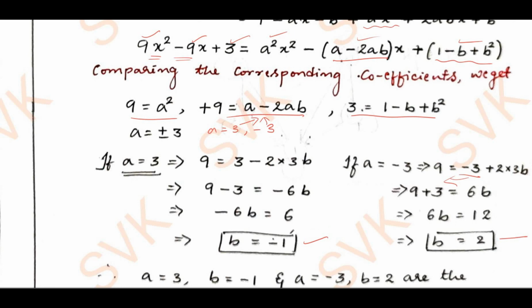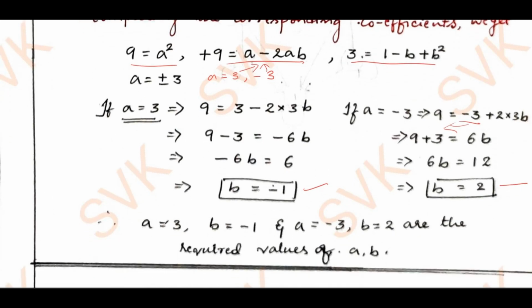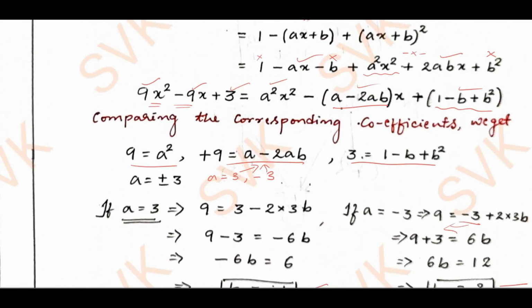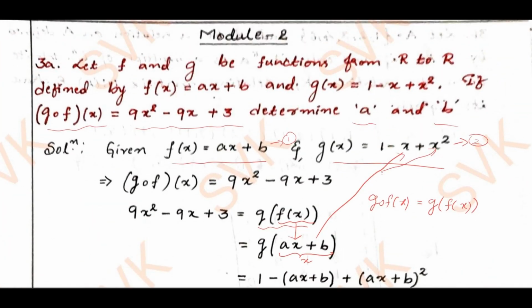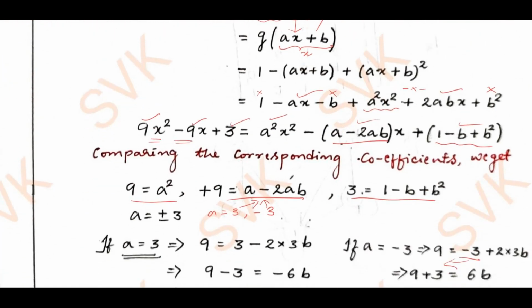So therefore I can conclude that if a equal to 3, the value of b is minus 1. If a equal to minus 3, the value of b is 2. These are the required values of a and b. This is the problem of solving relations and functions. This is one of the important problems and easy to solve. I think you have all understood.